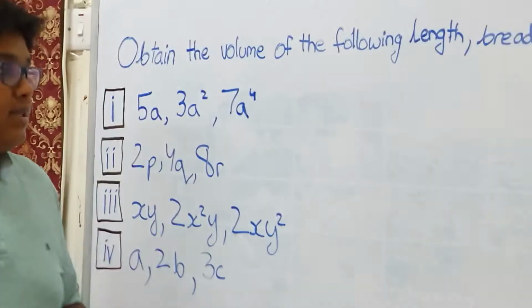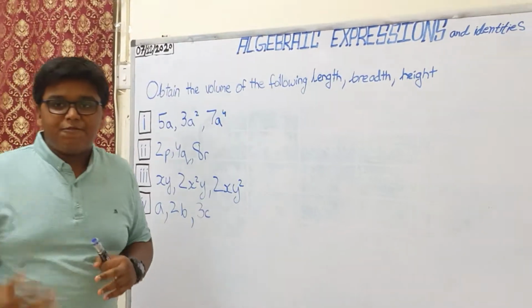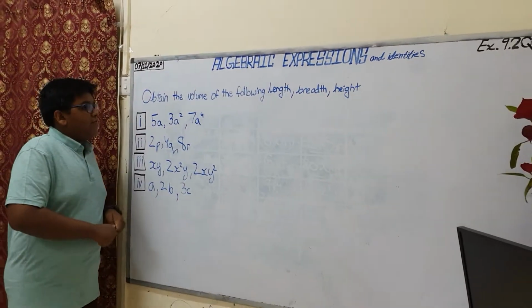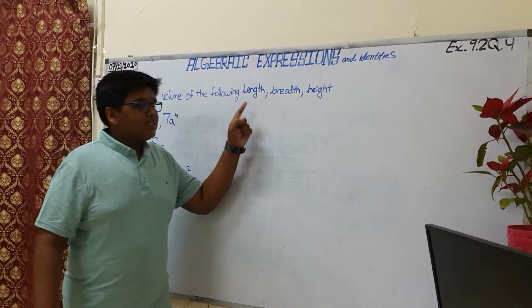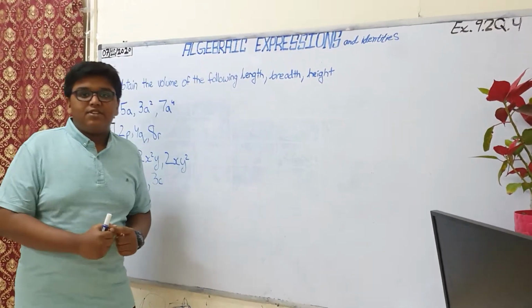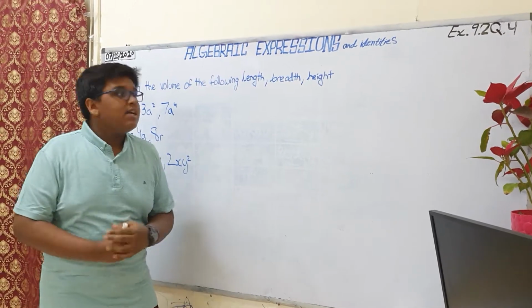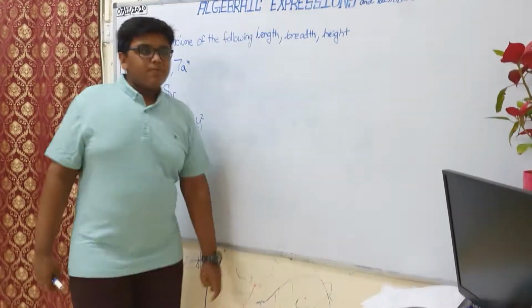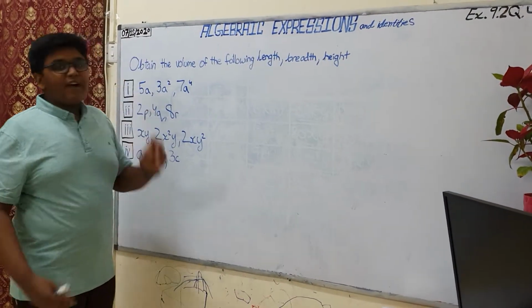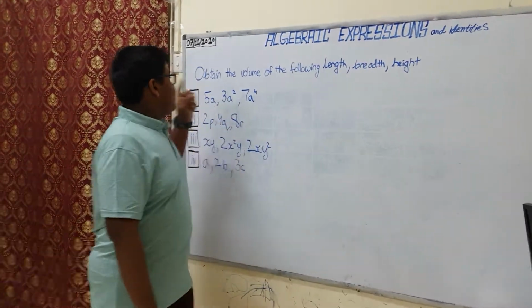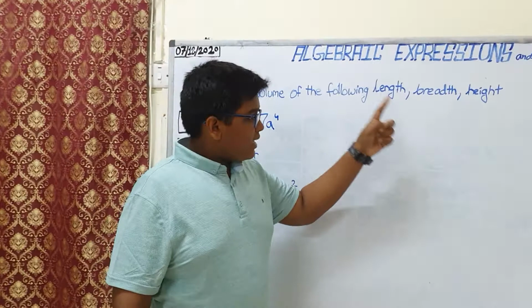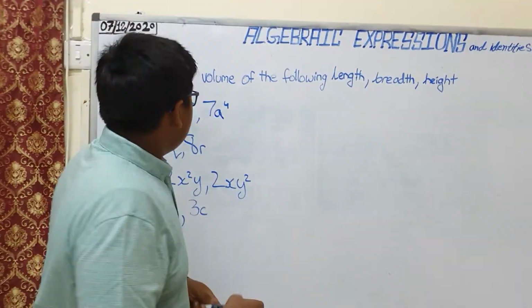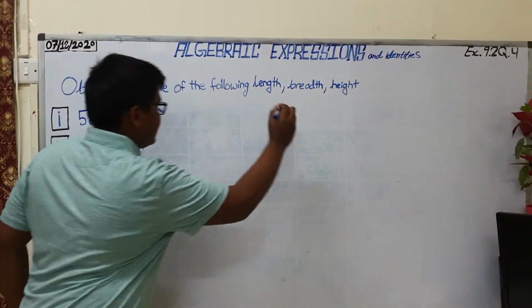So today's question is a little bit different. In our previous questions we have done only length and breadth, and in this question we have got an additional thing which is height. Now we have to find 3 things in this question. We have to obtain the volume of the following length, breadth and height.